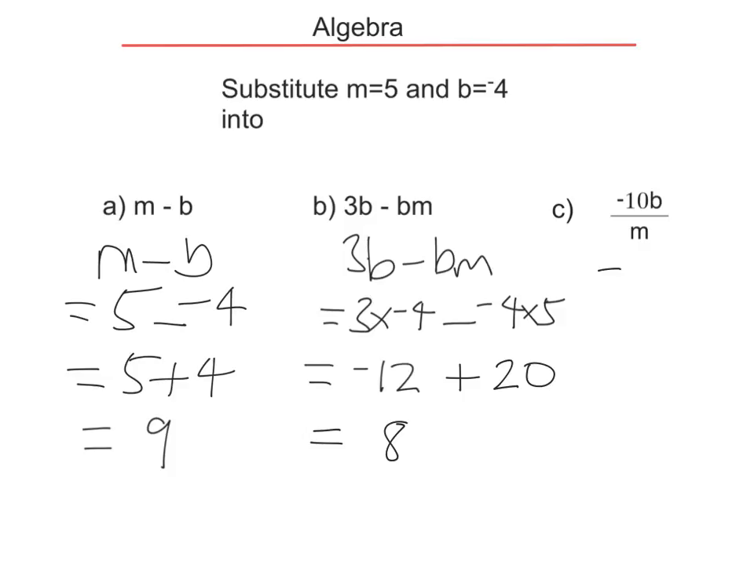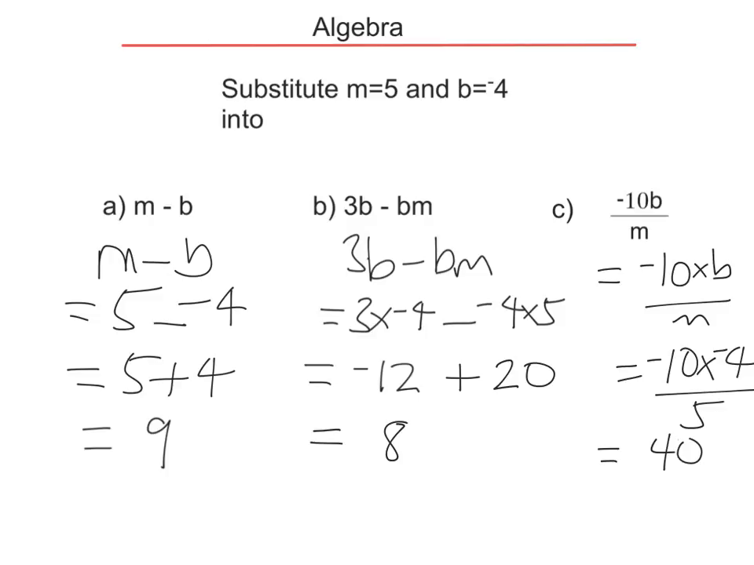In the last example, we've got negative 10 times b divided by m, which is equal to negative 10 multiplied, now b's worth minus 4, so let's put minus 4 there, and the m is worth 5, so put that underneath. I'm doing the top part first. 10 times 4 is 40, and two negatives, one here and one here, make a positive, so I can leave it as just positive 40 like that. And I've got to divide it by 5. 40 divided by 5 is 8. Positive 8.